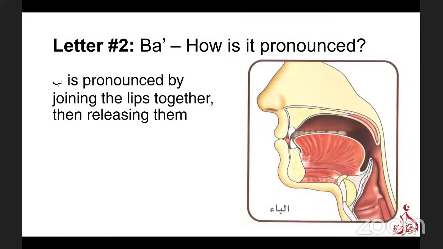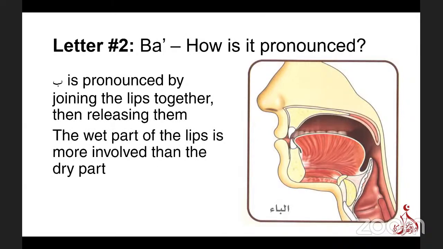First is, how do you pronounce a ba? So it's very simple. Ba is pronounced by joining the lips together, then releasing it. And that's as hard as it can get. And normally the wet part of the lips is more involved than the dry part, but it's better if you don't think about that and just say the ba on your own like a B, and it will be much easier.